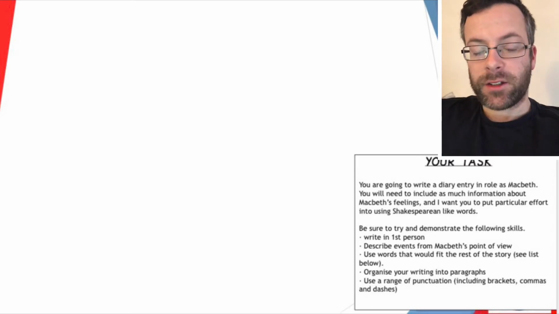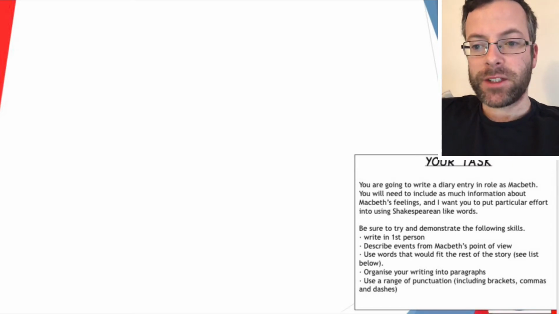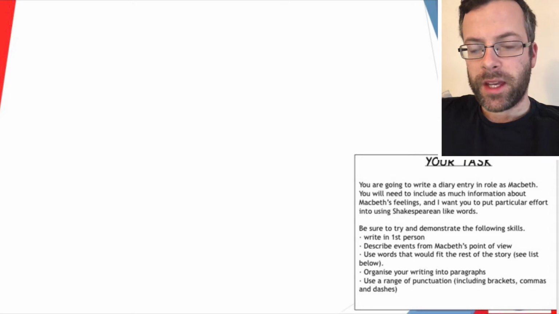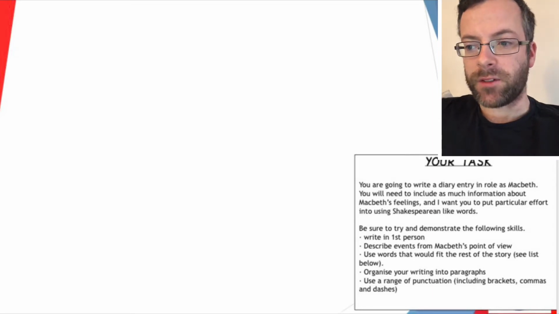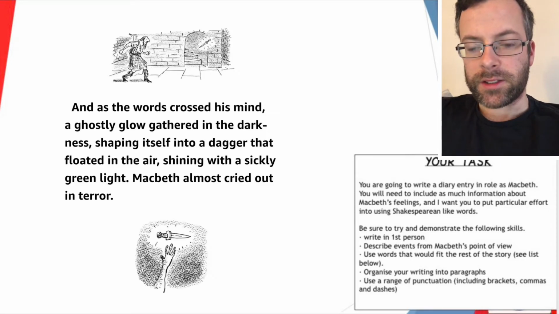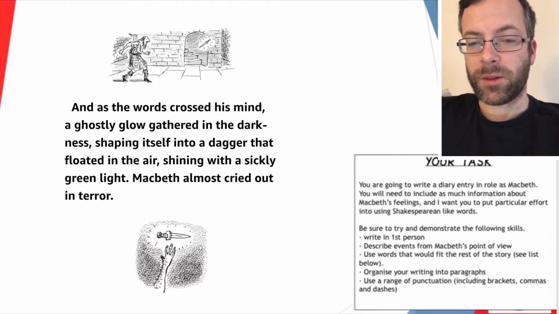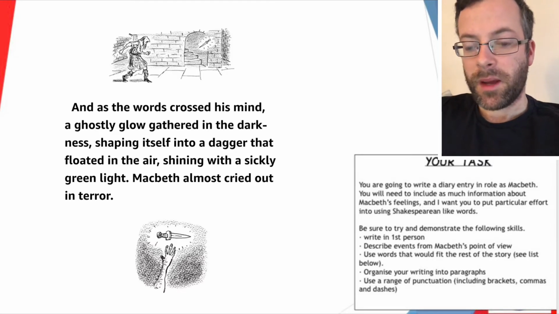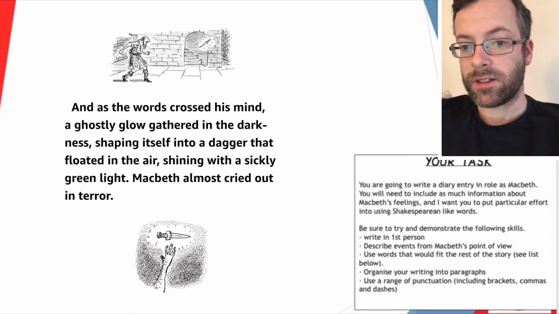Long after the castle had fallen silent, Macbeth left his room and crept along the corridors. His hands trembled, and the sound of his pulse in his ears was like the beating of a battle drum. This is the hour of the wolf and the witch, he thought, when evil spirits roam the night. And as the words crossed his mind, a ghostly glow gathered in the darkness, shaping itself into a dagger that floated in the air. Shining with a sickly green light, Macbeth almost cried out in terror.